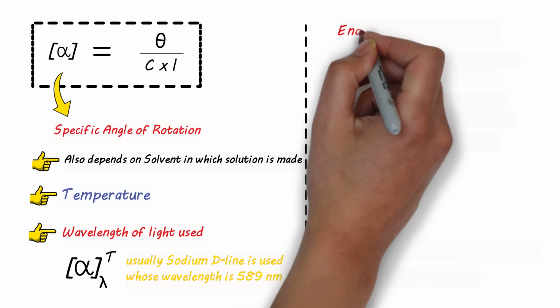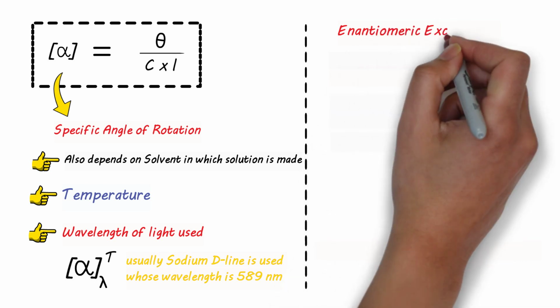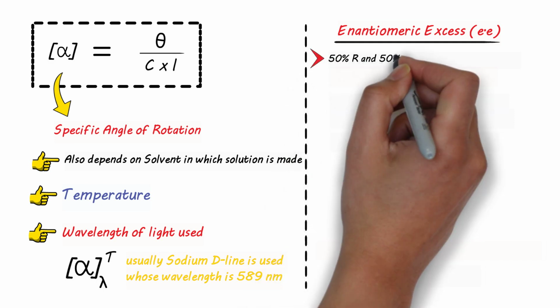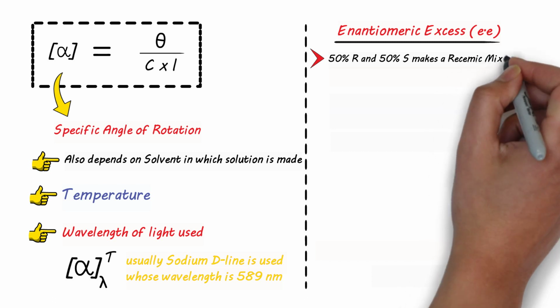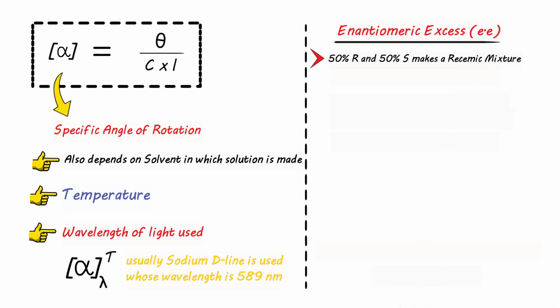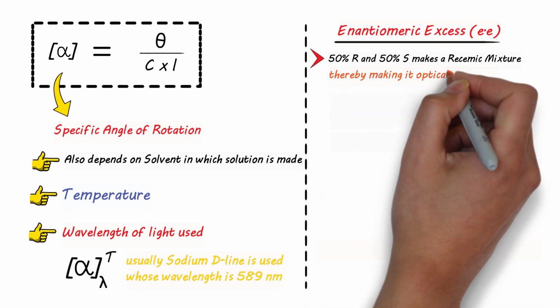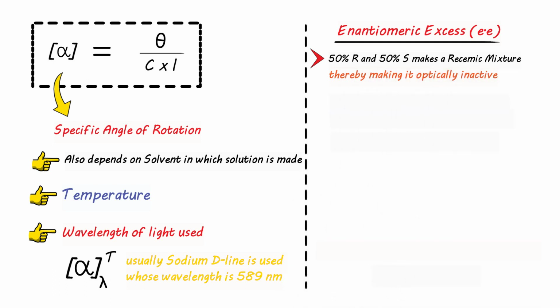Now we have another concept, that is enantiomeric excess. What do you mean by enantiomeric excess? आपको पता है when you have 50% R isomer and 50% S isomer together in a mixture, we call that mixture a racemic mixture. This racemic mixture is optically inactive because अगर R isomer rotate करेगा PPL to right, S isomer जो इसमें है वो rotate करेगा equal amount to the left. The net result is it won't rotate the PPL at all, therefore it will be optically inactive.